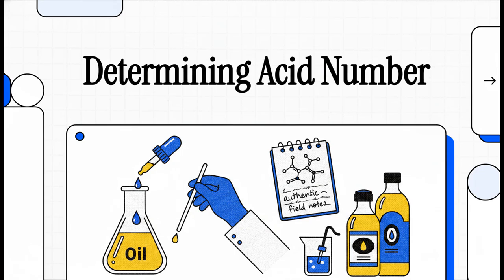All right, let's get our virtual lab coats on because today we are stepping right up to the lab bench. We're going to treat this explainer like a cinematic, hands-on walkthrough of a real laboratory experiment. We've got some fascinating, authentic field notes to guide us, and we're going to perform a classic, absolutely crucial chemical analysis. We're going to determine the acid number of a given oil sample. So roll up those sleeves because we're putting everyday cooking oils to the ultimate chemical test.